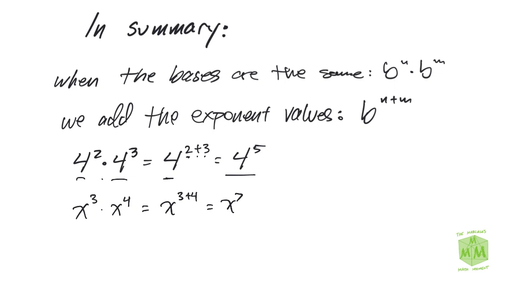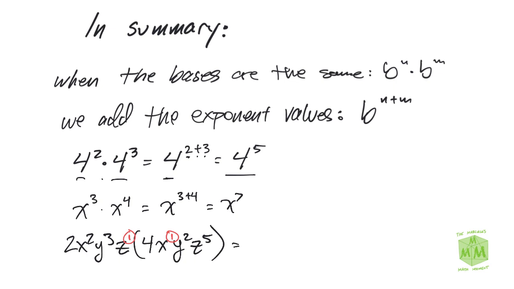And even if I had multiple numbers and variables in one expression, 2x squared y cubed z times 4x y to the second z to the fifth. By the way, anywhere you don't see a number, it is implied there's a 1 there. So this is going to be 8, which is 2 times 4, x to the 1 plus 2, y to the 3 plus 2, z to the 1 plus 5, equals 8x cubed y to the fifth z to the sixth.